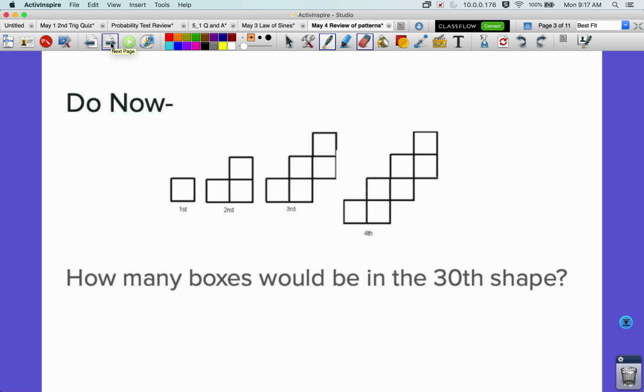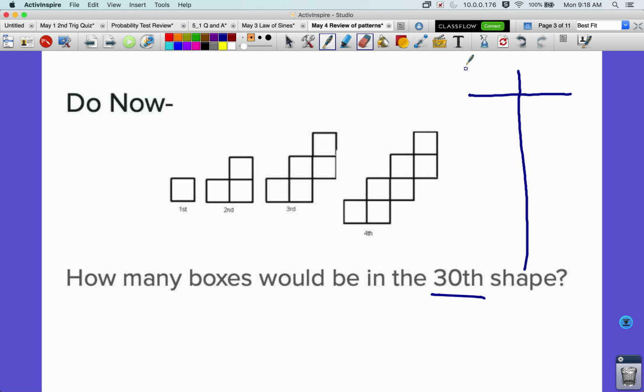So looking at this pattern, how many boxes would be in the 30th shape? Well, it would take a really long time to draw out the next 26 shapes, and towards the end they'd be getting really big and be very easy to make a mistake. So we've got to use math here to figure out how many boxes would be in the 30th shape. And a very useful tool is a table to help us start thinking about this.